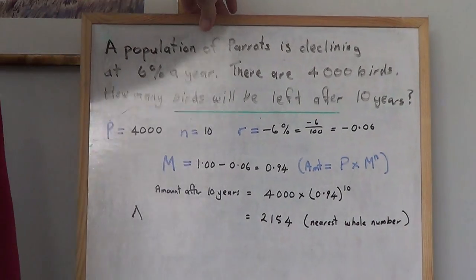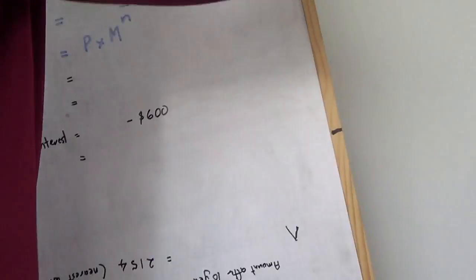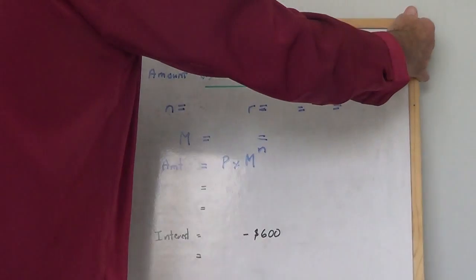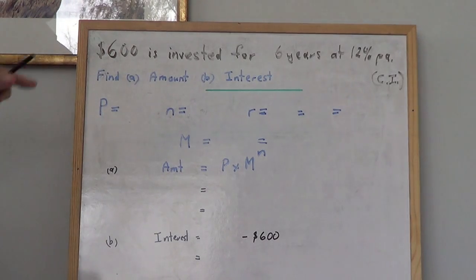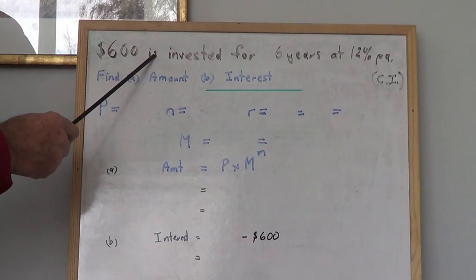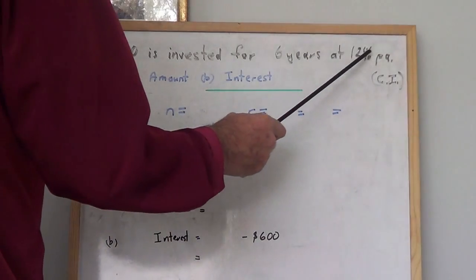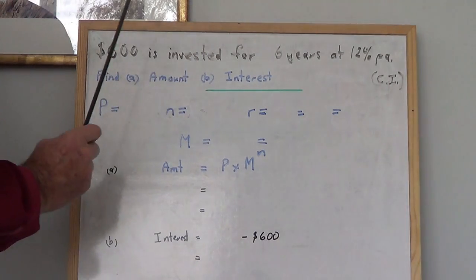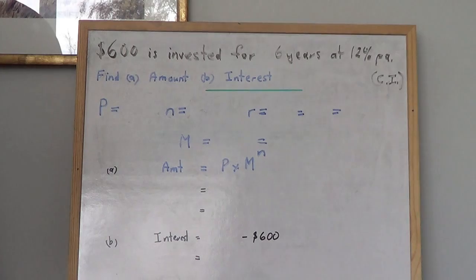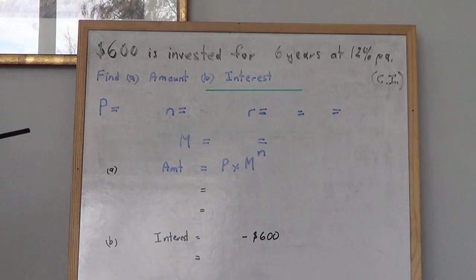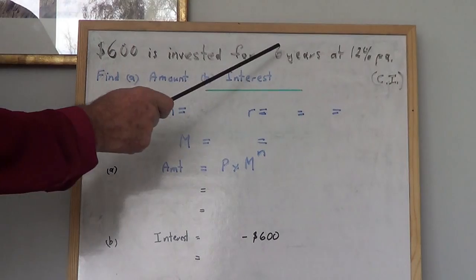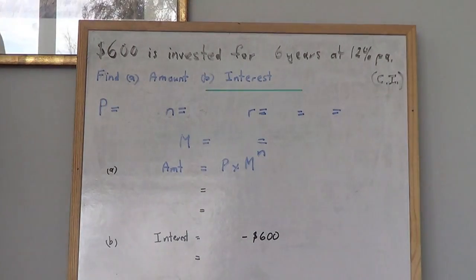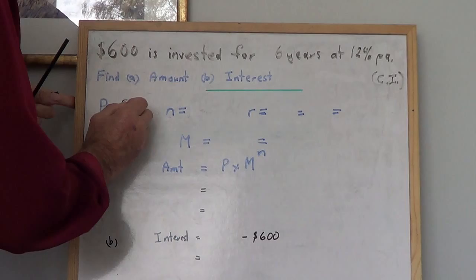Now you and I are going to work through two questions. This is the first one. $600 is invested for 6 years at 12% per annum. You have to find the amount after 6 years and the interest after 6 years. First thing is, you've got to find the principal. So have a look here. You've got three things. So which one is it? That's going to go there, 600.